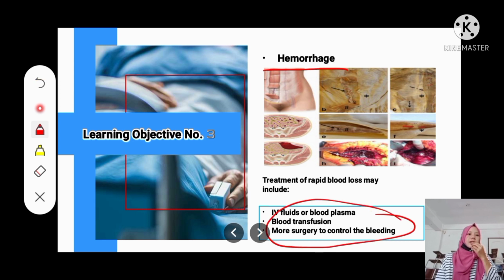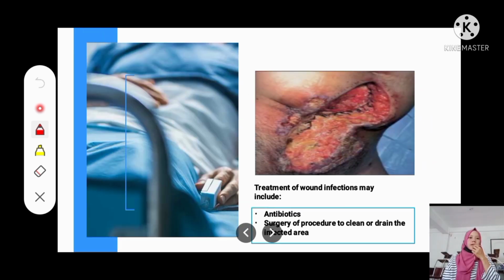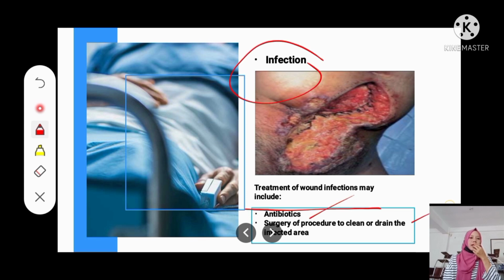The next is infection. When bacteria enter the site of surgery, an infection can result. Infections can delay healing. A wound infection can spread to nearly all organs or tissues, or to distant areas through the bloodstream. Treatment of wound infection may include antibiotics, surgery, or a procedure to clean or drain the infected area.